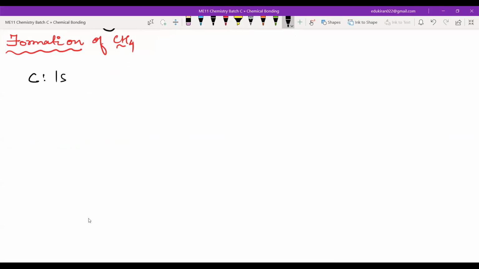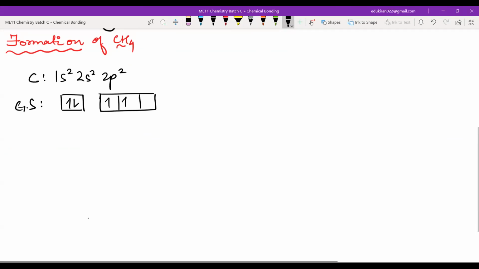Carbon has 1s2, 2s2, and 2p2. So the ground state will be, this is the 2s electron, and these are the 2p electrons. Okay, so there are 2 electrons in the 2s and only 1 and 1 electron in the 2p. So how many bonds is the carbon making in CH4?